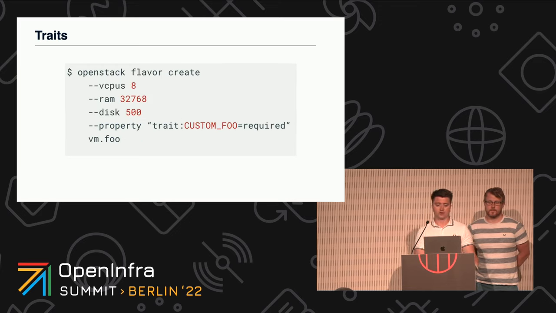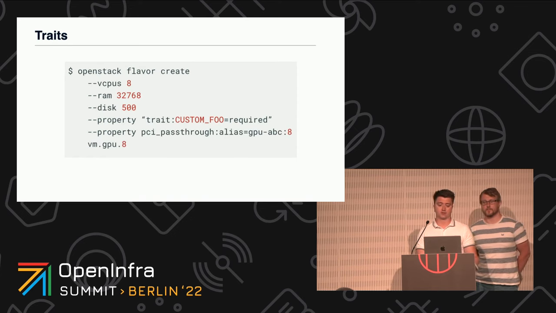So finally, what we do now is add the flavor property to make the link between what the user asked for and where it can be placed within the cloud. So we've got CUSTOM_FOO in there as required. It's also worth noting that if you do this with a PCI device, you need to make sure that you set the property for both the trait and the PCI alias, just because using traits doesn't mean you can forget about the PCI alias.